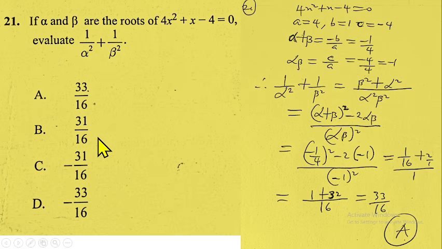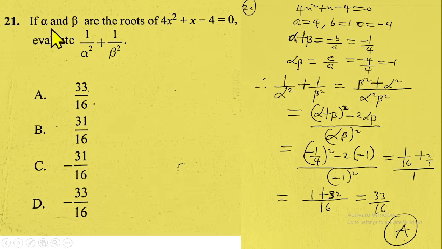Question number 21 is on the sum and product of quadratic roots. The question says that if alpha and beta are the roots of 4x squared plus x minus 4 equals 0, you are to evaluate 1 over alpha squared plus 1 over beta squared. Before we do this, we need to first get the sum and the product of these roots.